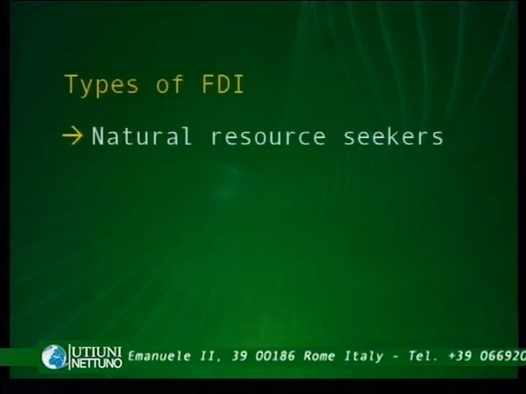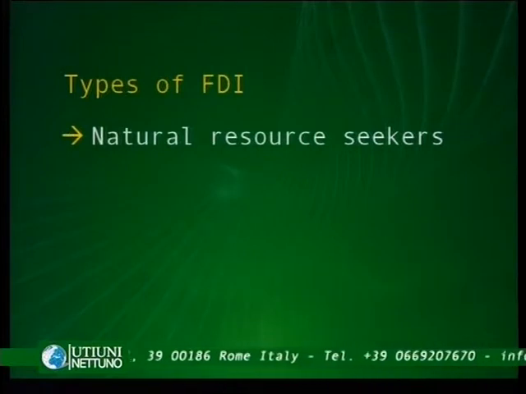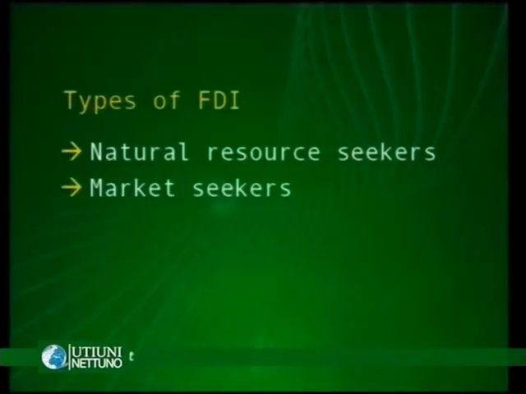Types of foreign direct investments: natural resource seekers. These are investors that are coming to access a natural resource. Could be a mineral, oil, agriculture, or forestry products. Market seekers. These are investors that move to a new country to gain access to the market of that country, to be able to produce and market their products in that new arena.